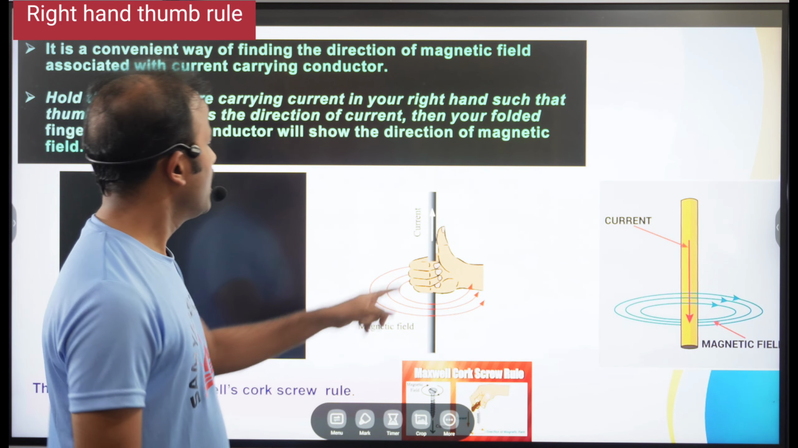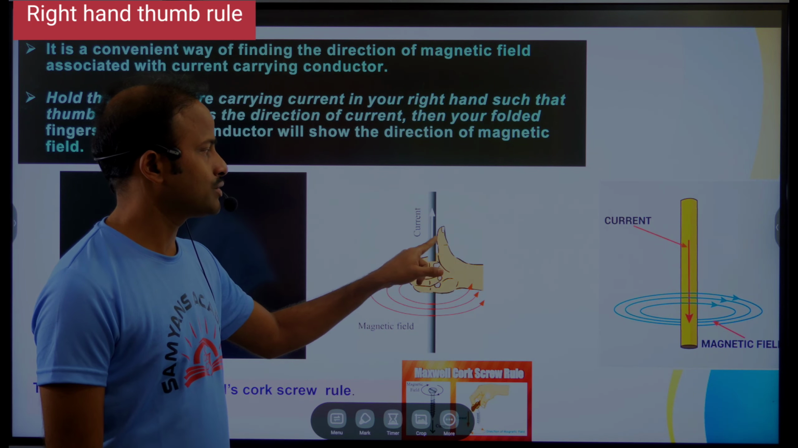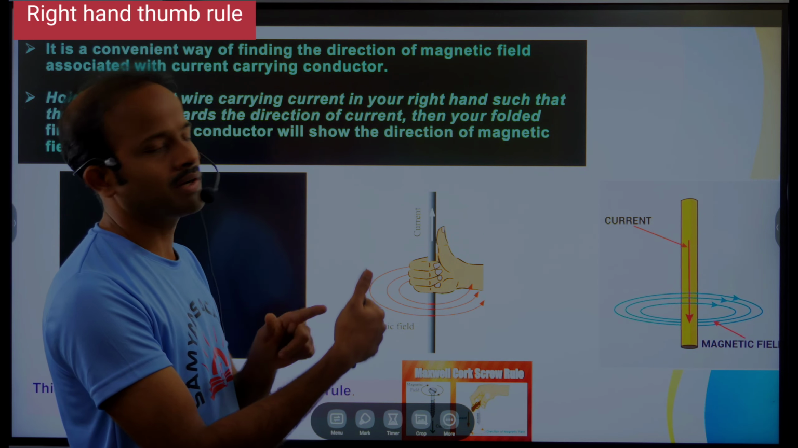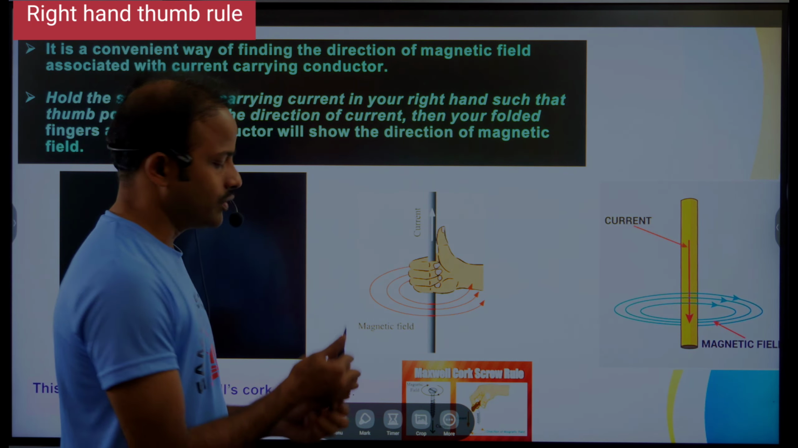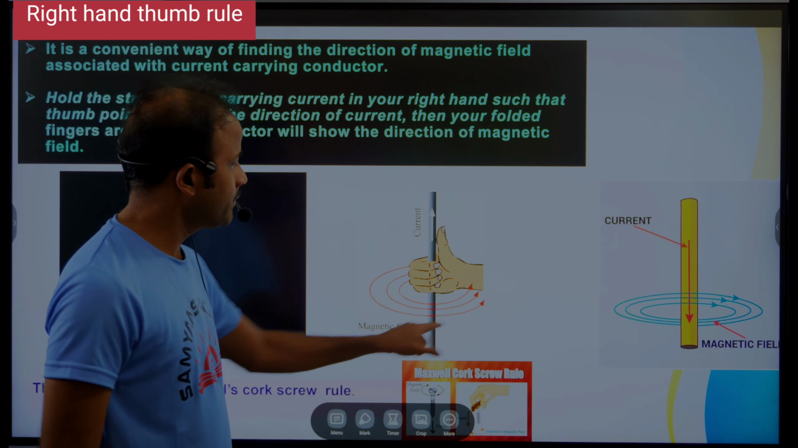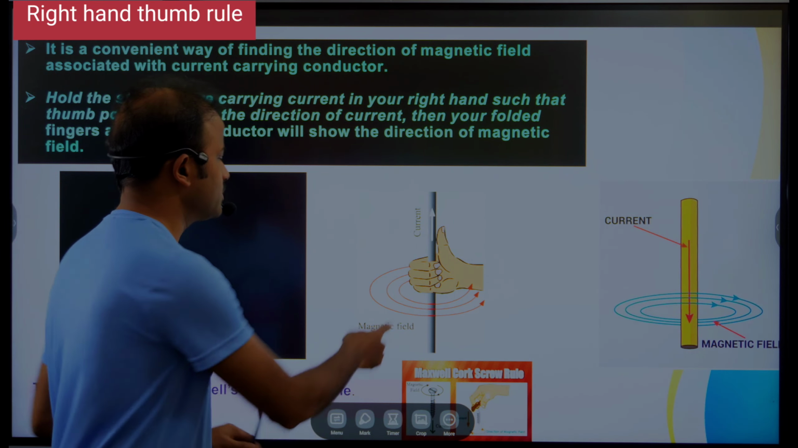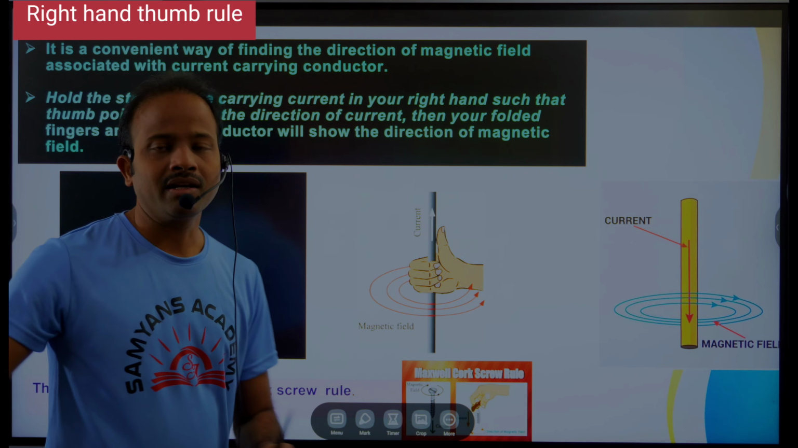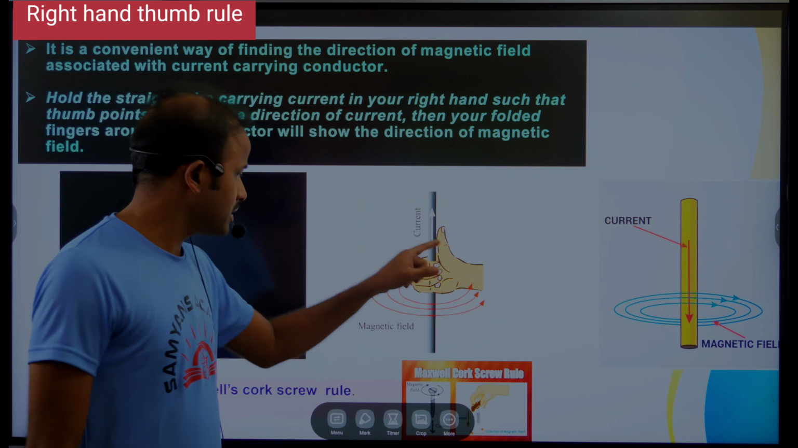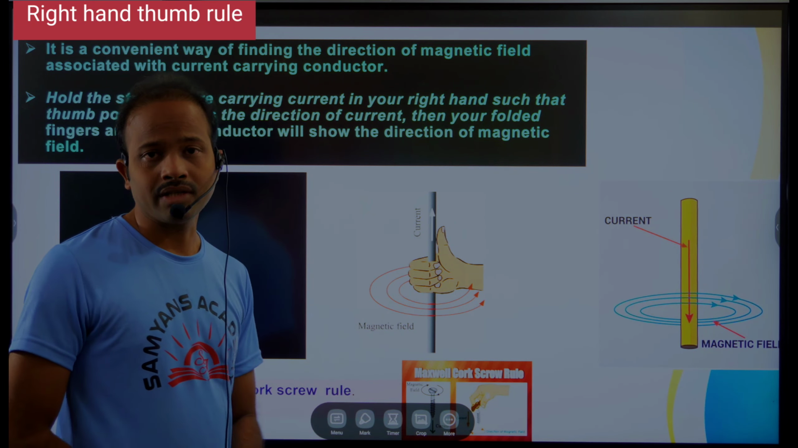Let us see. When you place the thumb in this direction, the thumb shows the direction of the current. We are placing the thumb in the direction of current, right? So when you fold the fingers, they give the direction of field lines. Now it is in the anti-clockwise direction. It means if current is moving in the upward direction, the magnetic field around the straight current conductor is concentric circles, and the direction of these field lines is anti-clockwise.